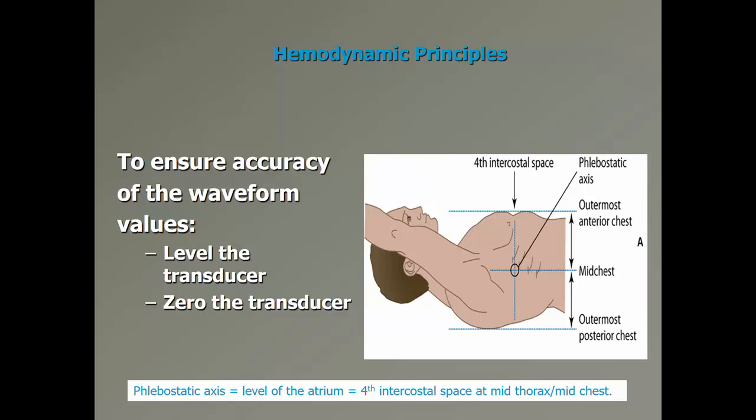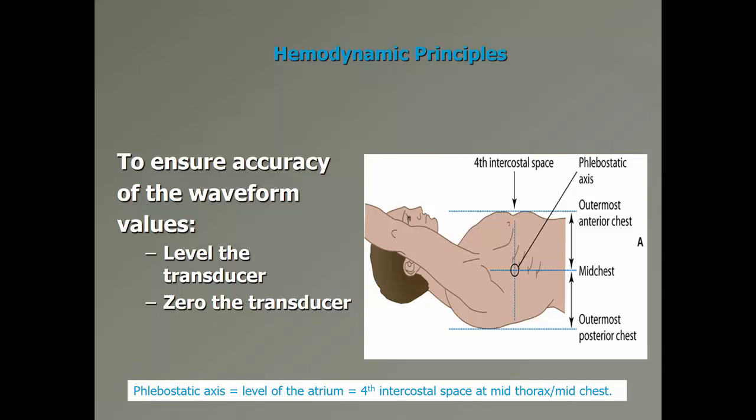To ensure accuracy, the transducer has to be level. So you have the transducer on a pole and the transducer has to be level, which means if a physician or another nurse comes in and raises the bed or lowers the bed, you're going to have to either re-level the transducer or move the bed back to its original position. Can the head of the bed be elevated? Yes, it can. You'll still have to find the phlebostatic axis to ensure accuracy.